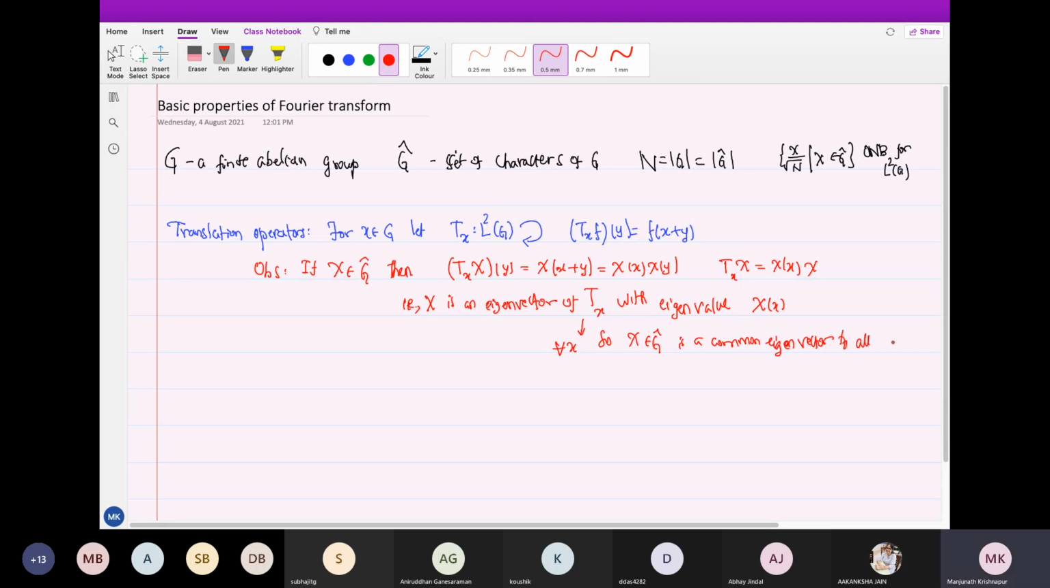To all the translation operators simultaneously. So this is one property. These characters are actually eigenvectors of this. But this is a bit strange. So what Ritwik suggested was that you can use this in reverse.